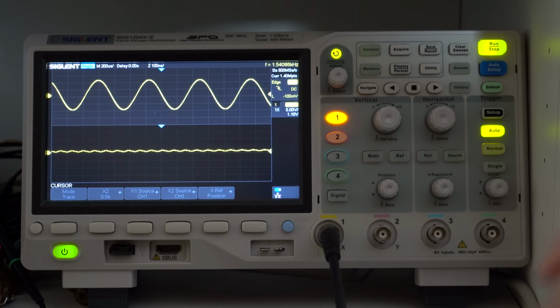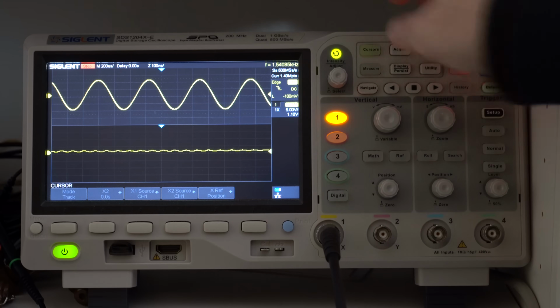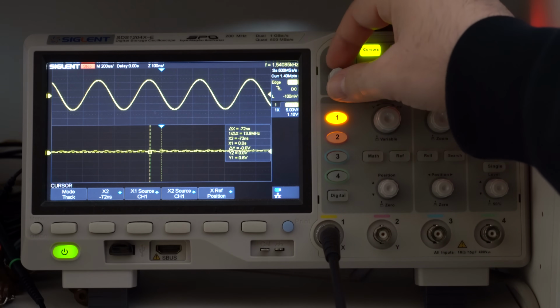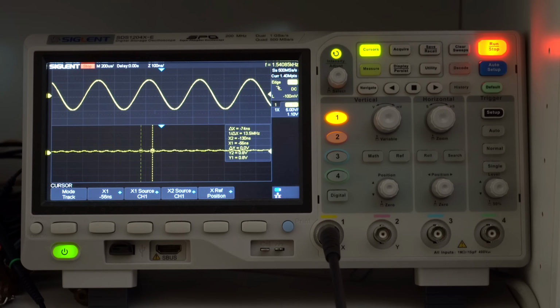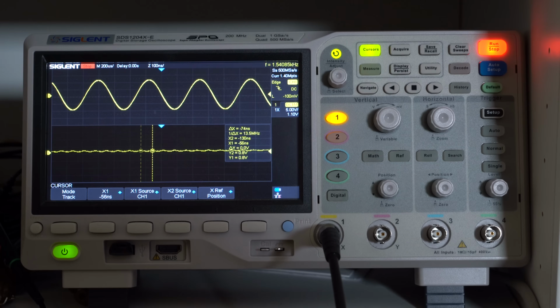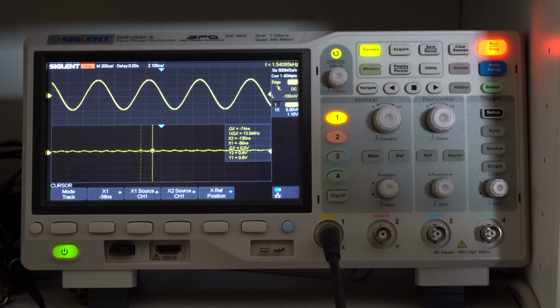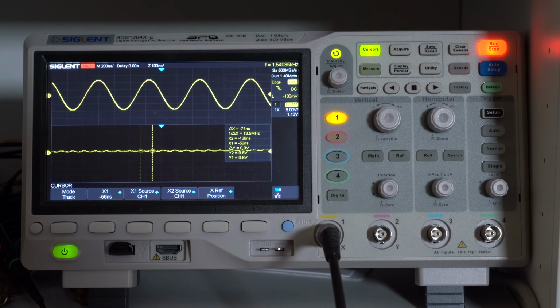But it doesn't matter all that much, because since this is digital, we can always stop it, and then we can enable some cursors, and using the cursors we can easily measure the period of this signal. So the period is around 74 nanoseconds, which means that the frequency is around 13.5 megahertz. However, don't forget that on this scope we measured the parasitic oscillation, and on the previous one we measured the fundamental. So we are looking at different things here.